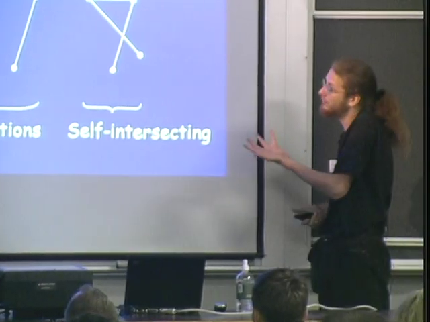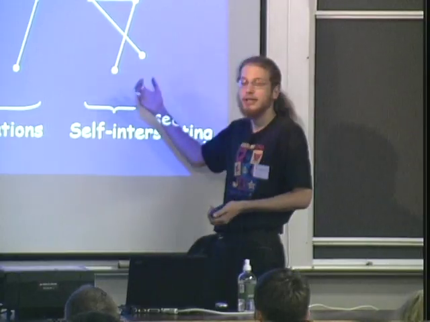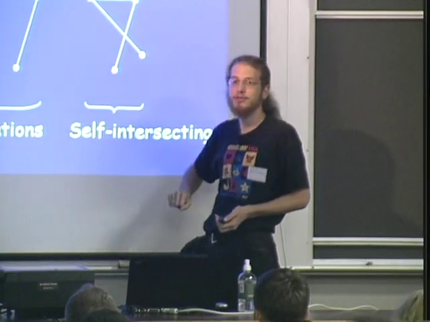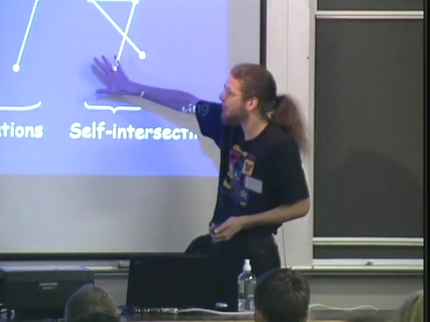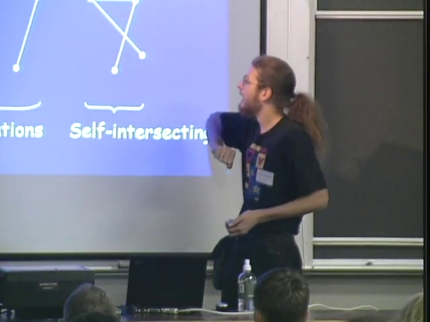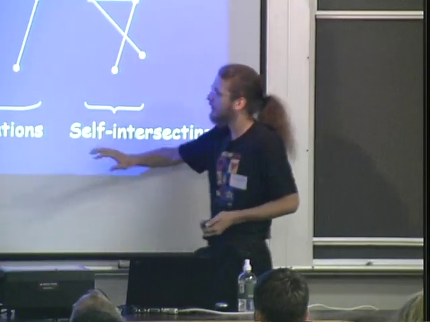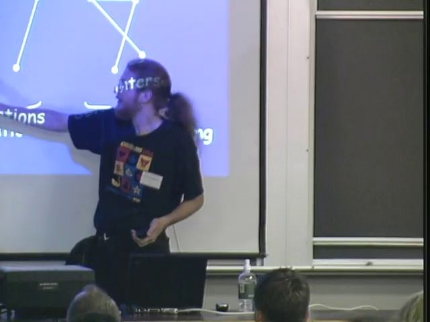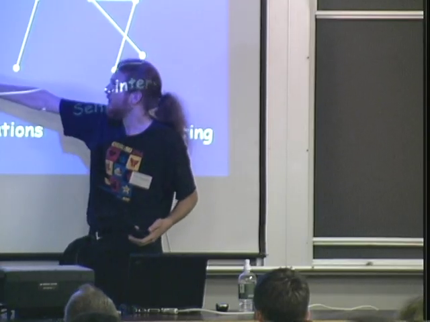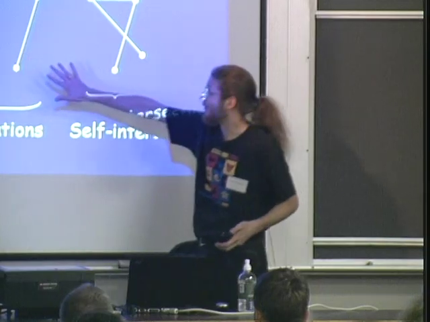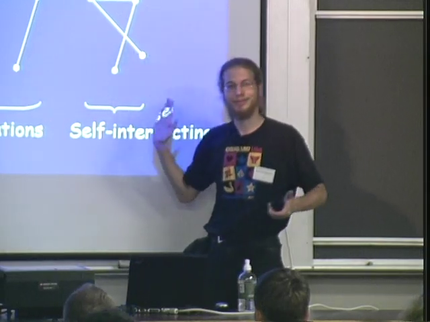So we should define configurations. A configuration of a linkage is just a placement of the vertices in your ambient space, in the plane, let's say. And we particularly distinguish when none of the edges cross. This tends to be a useful distinction. Here, the edges aren't crossing. Here, the edges are crossing.